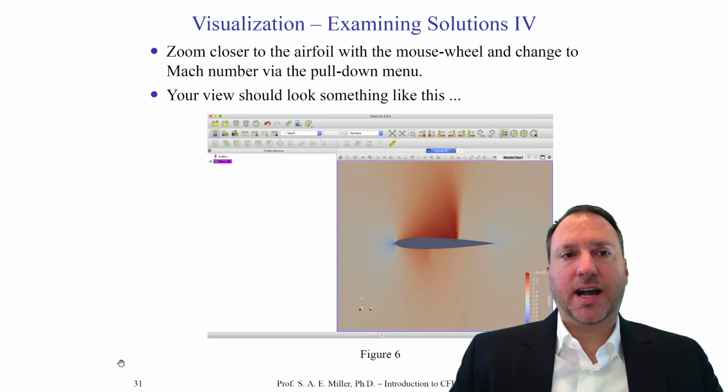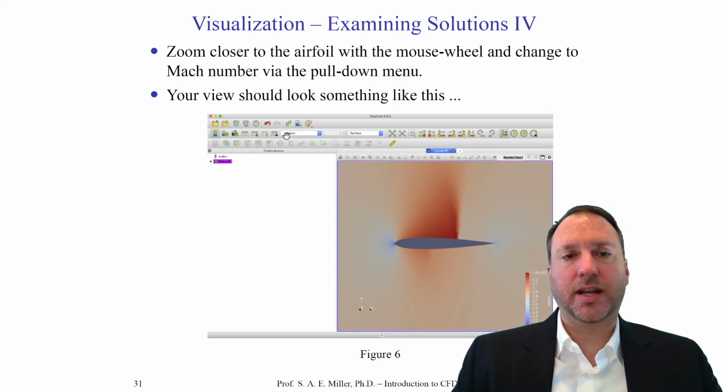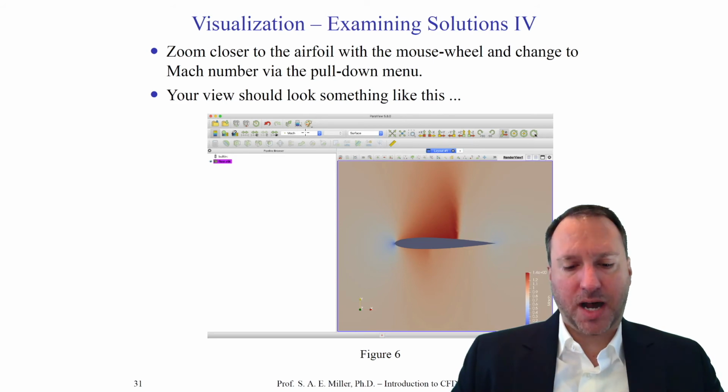Once we've clicked the I, we can zoom closer to the airfoil with the mouse wheel and change the menu to Mach number via the pull-down menu. So if you look at the top of your screen, and I'm on Mac OS X, I see a little pull-down menu around here. One is for surface. Leave that as surface in the pull-down menu. That's what we're visualizing. But you'll see a pull-down menu that has different quantities in the flow simulation. They might be pressures or magnitude of velocities or other quantities, but we'll just select Mach number for now.